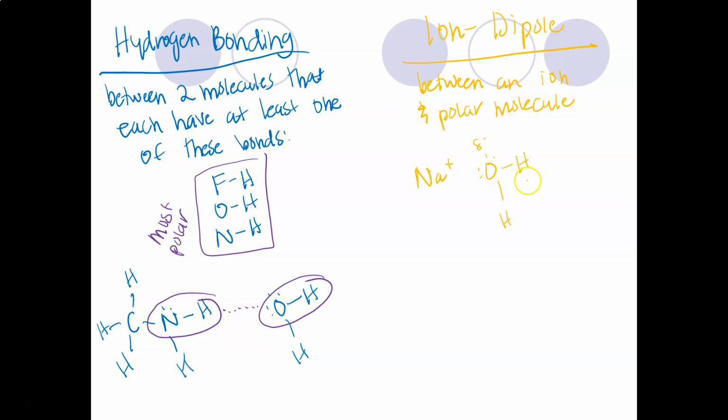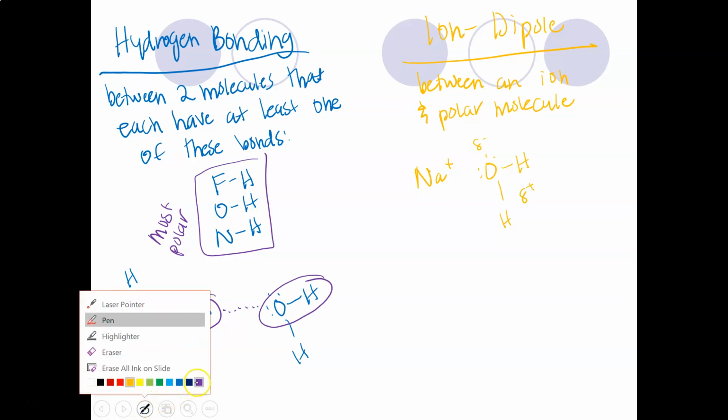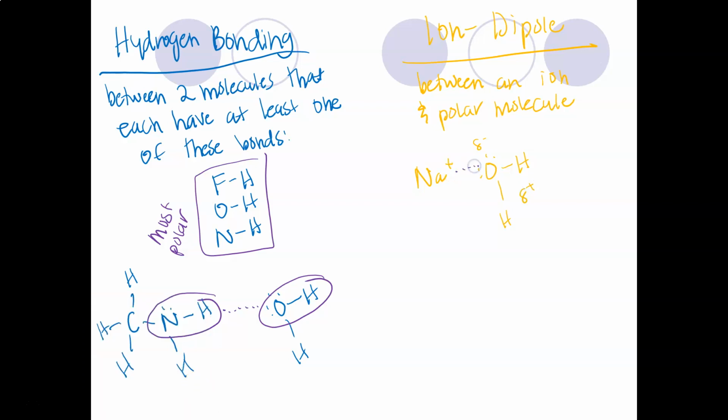Well, water is polar. It's got a negative end and a positive end. So that ion is attracted to the negative end of the water. And so all these waters would surround it. Now, if I have chloride, we would see the chloride attach itself to the hydrogen end of the water because opposites attract. Okay.